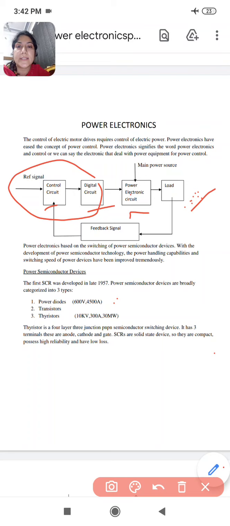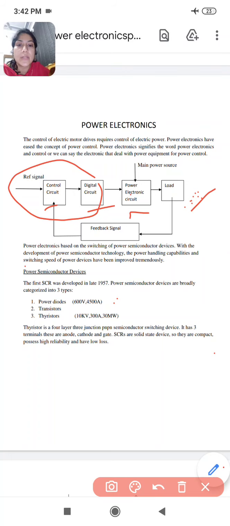If you design any circuit, this block diagram is the main key thing for the designing. Power electronic devices are mainly used for switching purposes. Switching means on and off, controlling of the power supply.